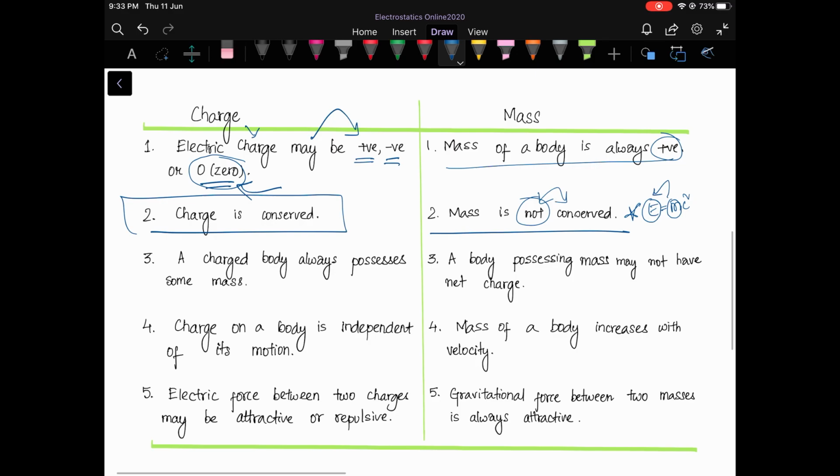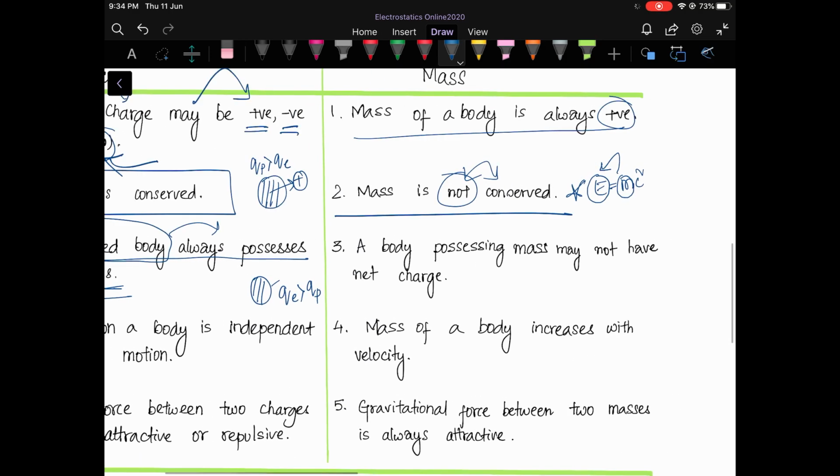Next thing is that a charged body always possesses some mass. Now it is simple to understand. If we have an object and let's say it is charged, positive charge or negative charge. If it is positively charged, I have to say that the number of protons is greater than the number of electrons. And if it is negatively charged, I have to say the number of electrons is greater than the number of protons. In either case, since the protons and electrons have mass, a charged body should always have some mass. Whereas a body may possess mass but have no net charge. That means the net charge may be equal to 0.